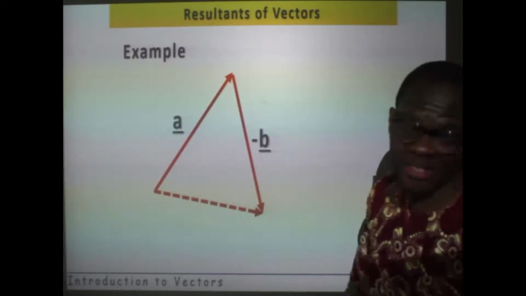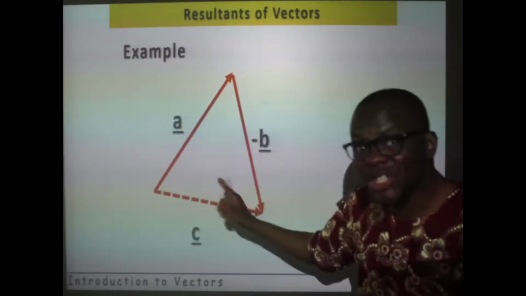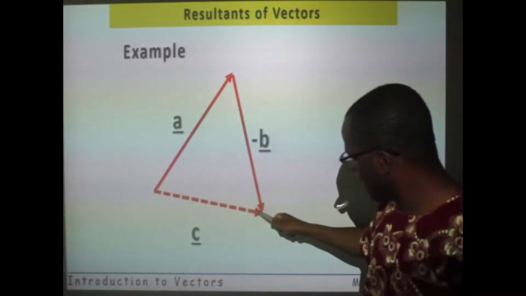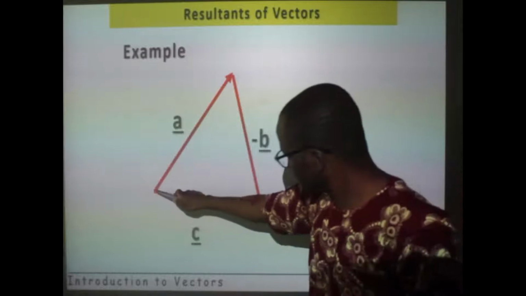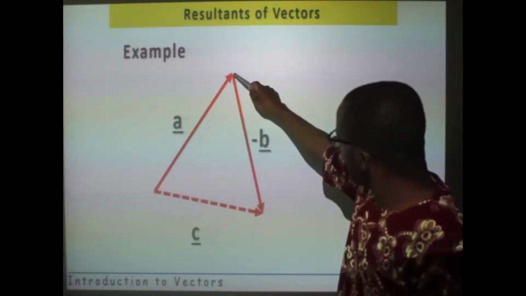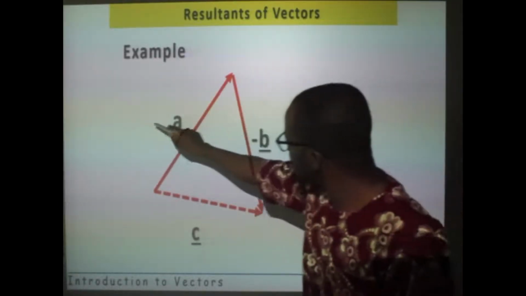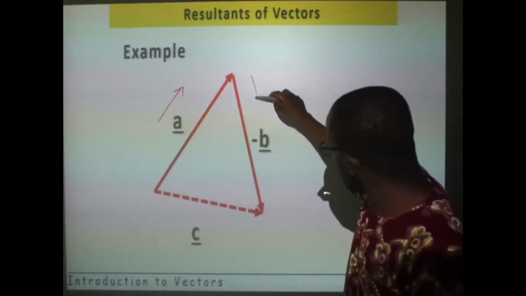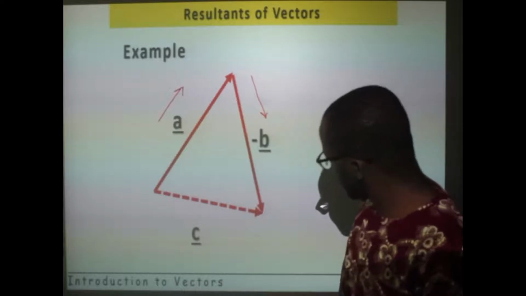Again, let's call that vector C. So C, this time, remember, goes from here to here, which in other words is like going from there to there, and then from there to there. Mind the direction of the arrows.